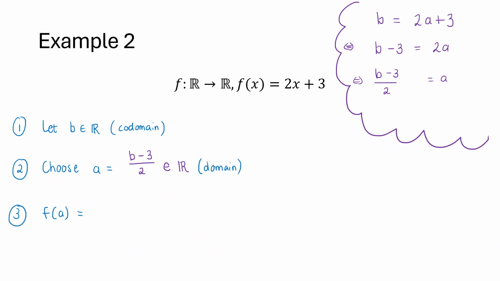Now, just for confirmation, f of x is 2x plus 3. So f at A will be 2 times A plus 3. We substitute our A. So this is 2 times (B minus 3) over 2 plus 3. The 2's will cancel. Then we have B minus 3 plus 3. We end up with B. So here we can make our conclusion. Therefore, f is onto.